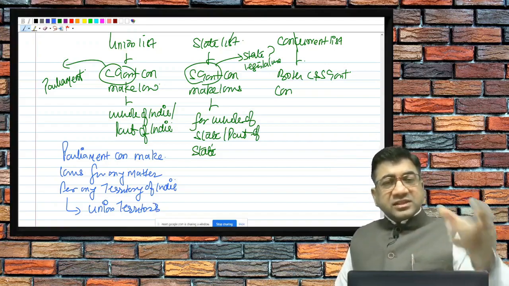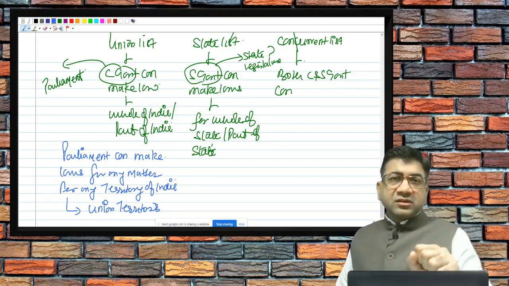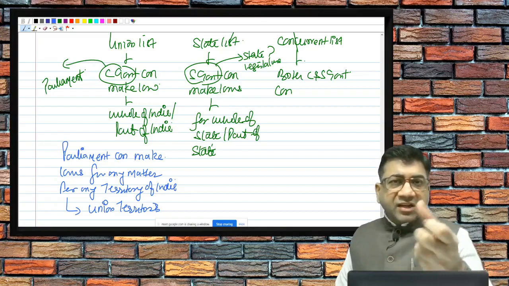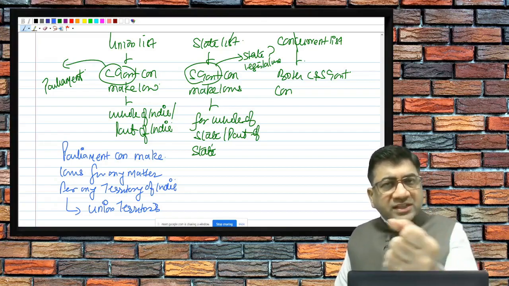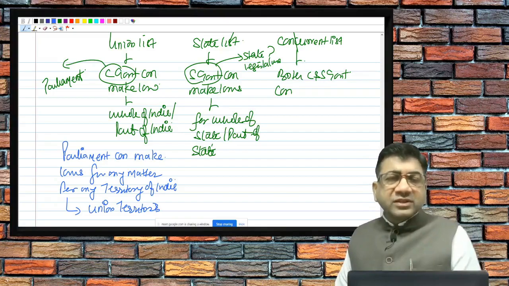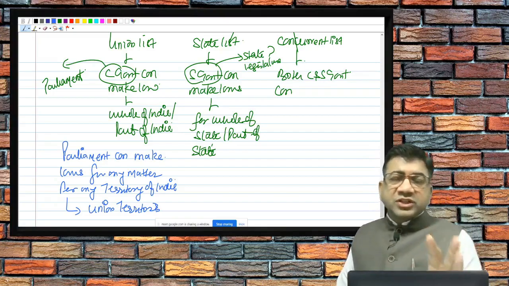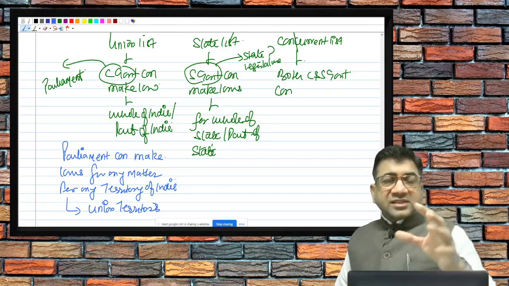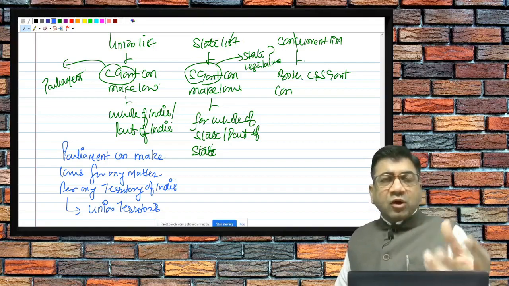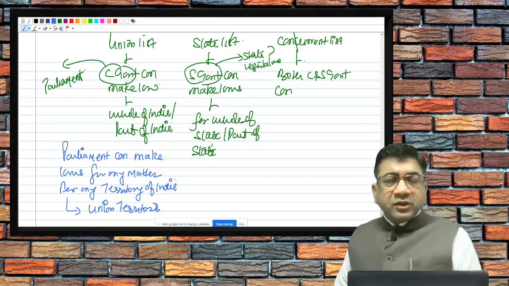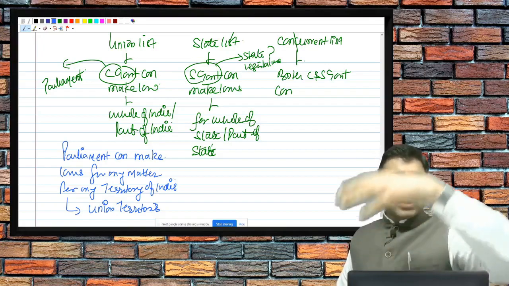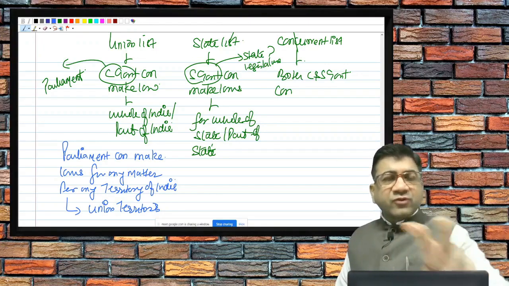So the state government has a jurisdiction for the state. What I'm trying to say is the state government has a jurisdiction for the state. And the central government can make any laws for any part of India, excluding the state laws. So central will make the laws for whole of India as well as for the union territories.